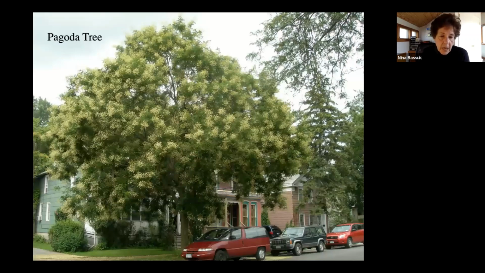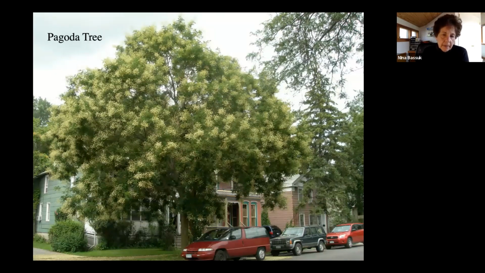Pagoda tree or scholar tree is a great tree for flowering in midsummer in July. This is a very tough tree that actually folds its leaves when it gets drought stressed. It has compound leaves, but when there's a little bit of moisture, it opens up again. So these are great for bees.